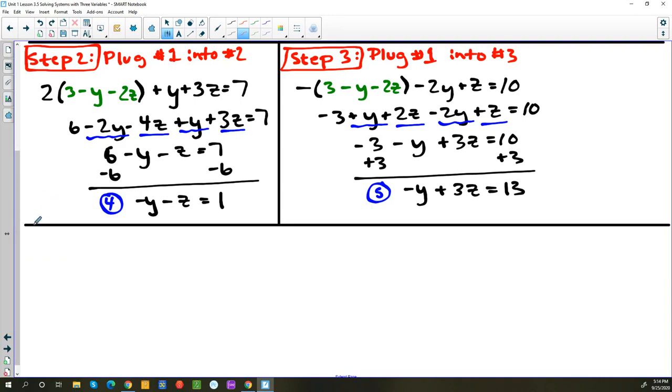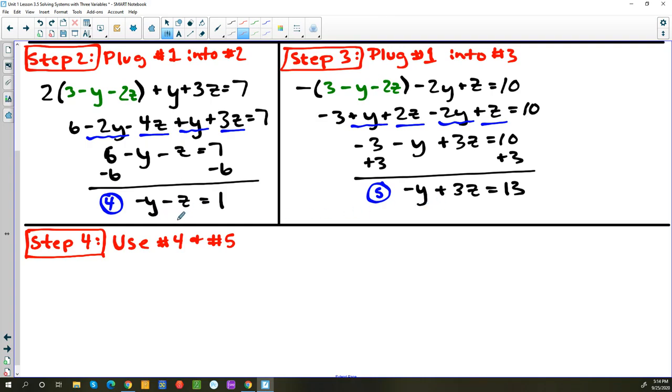Step 4 is going to be that we are going to use equation number 4 and equation number 5 to solve for the variables. So in that case, we have y and z in equation number 4 and equation number 5.